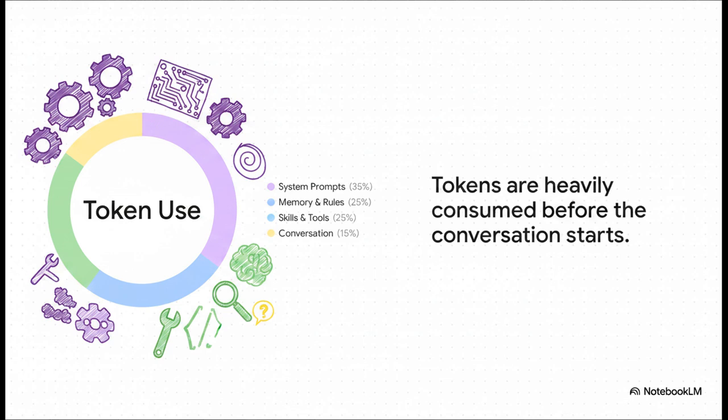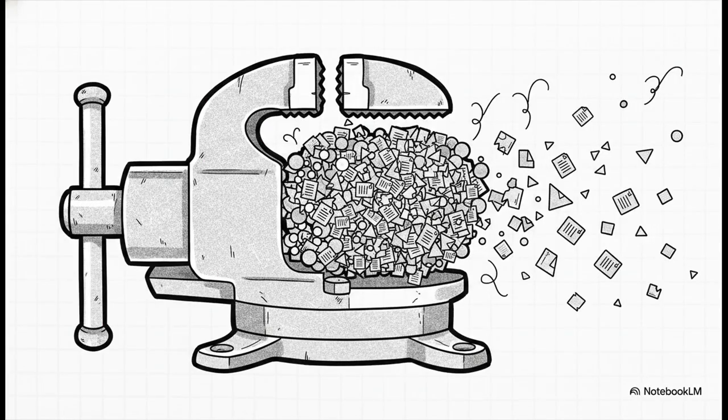actual conversation. And as your token count climbs toward that limit, the quality of the AI's output really starts to degrade. Eventually, you hit auto-compaction. The model is essentially forced to squish the context down to save space. While it technically keeps the conversation going, critical nuances, specific instructions, and vital details might literally be squeezed right out of its memory, leading to major errors.